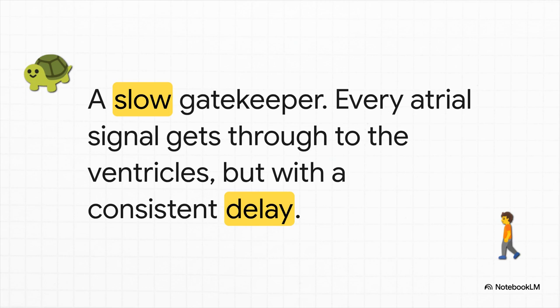Let's start with the mildest form, first-degree AV block. With this one, our gatekeeper is just consistently a little bit slow. But, and this is key, it never actually stops working. Every single signal gets through, just with a predictable little delay each time.